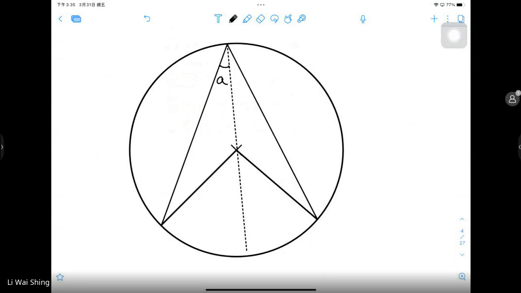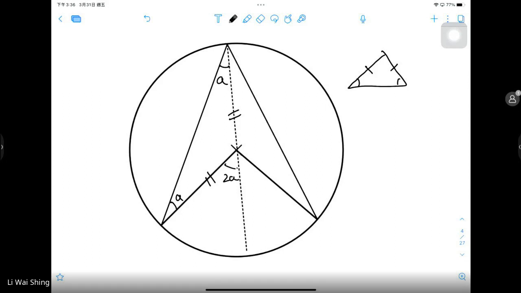If this is A, which angle also equals A? The bottom one, right? Why? Because this is the center, and these two lines are radii. If in a triangle two sides are equal, then the base angles are also equal. So this is also equal to A. By using the exterior angle of a triangle, you know that this is equal to 2A.